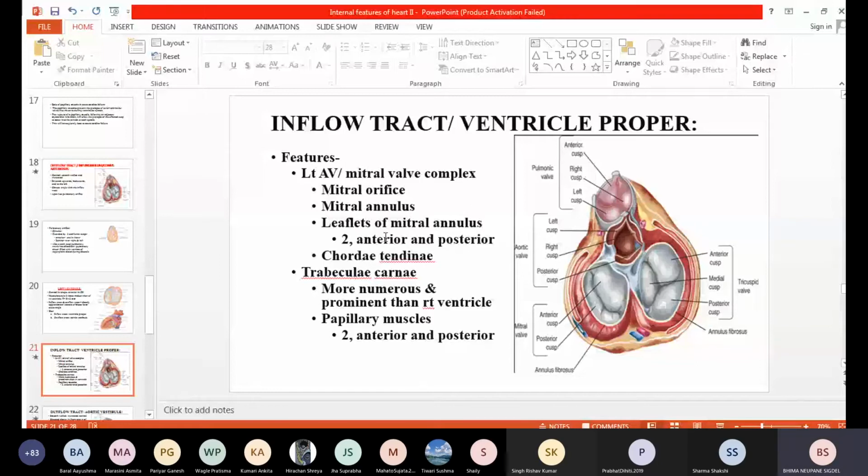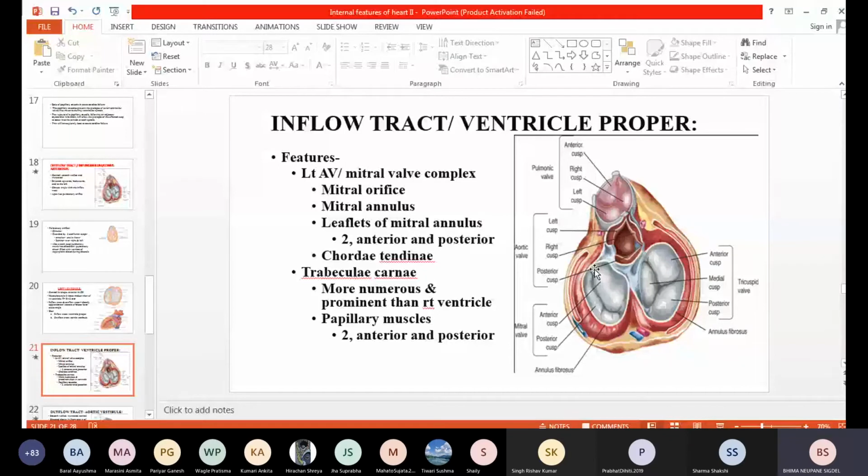So you have to notice the difference again here. Two cusps are present on the left; on the right there are three cusps, so that is the tricuspid valve complex. Here only two leaflets are there, the anterior and the posterior. So that is the mitral valve. The anterior cusp and the posterior cusp are the anterior leaflet and the posterior leaflet only.